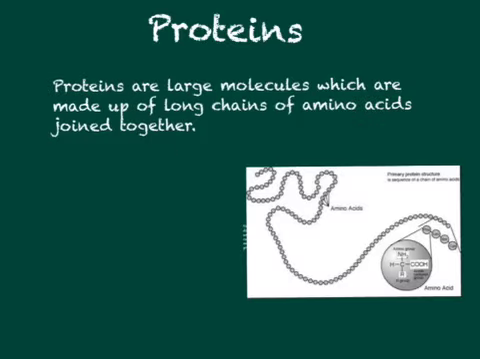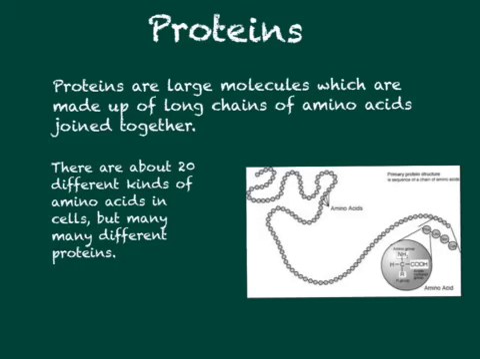So proteins are large molecules which are made up of long chains of much smaller molecules called amino acids, which are joined together to form a long chain, as we can see in this picture. These are showing lots of amino acids joined up together to make one protein.